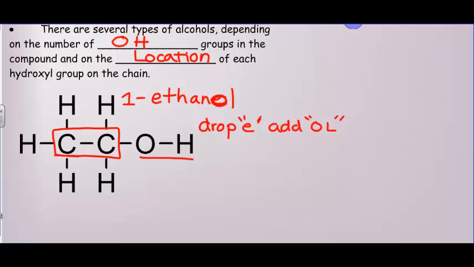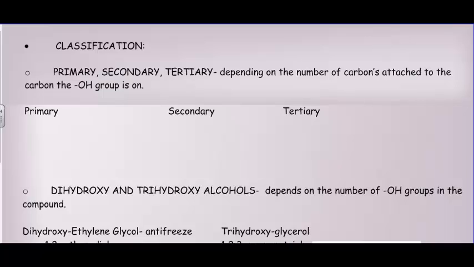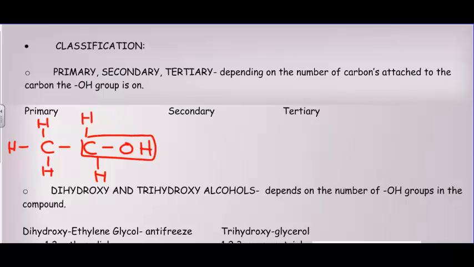Okay? So there's different classifications of alcohols. You can classify an alcohol as either primary, secondary, or tertiary, depending on how many carbons are attached to the carbon with the OH group. So the example that I just gave you, ethanol, is a primary alcohol. The reason it's a primary alcohol is because the carbon that has the OH only has one other carbon attached to it.